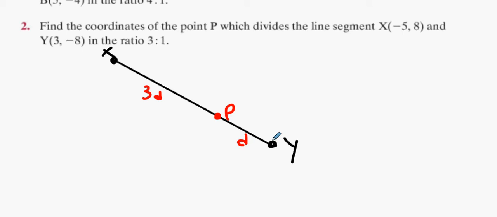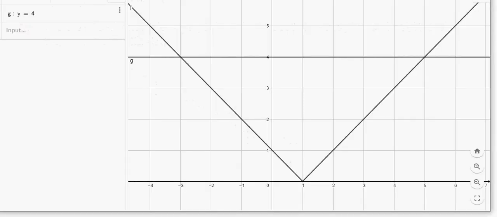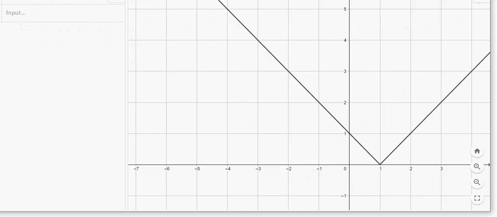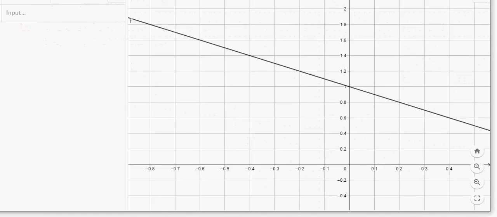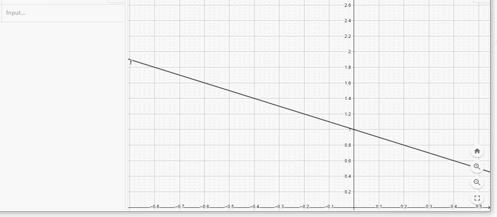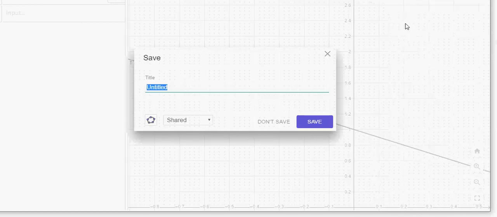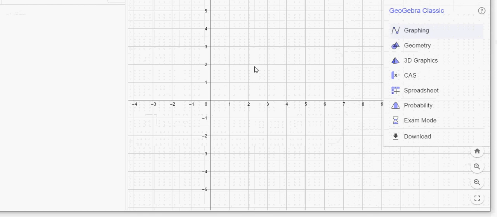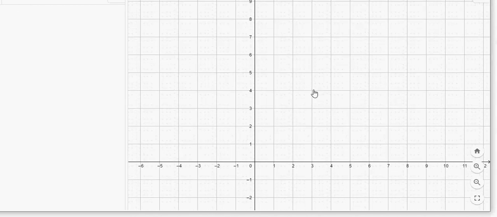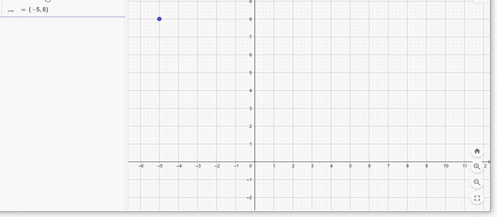Now, if I draw this on my graph, somebody give me the 2 points for that one again. I'm going to load a new one. Perfect. What were the 2 points? Minus 5, 8, and 3, minus 8, yeah.